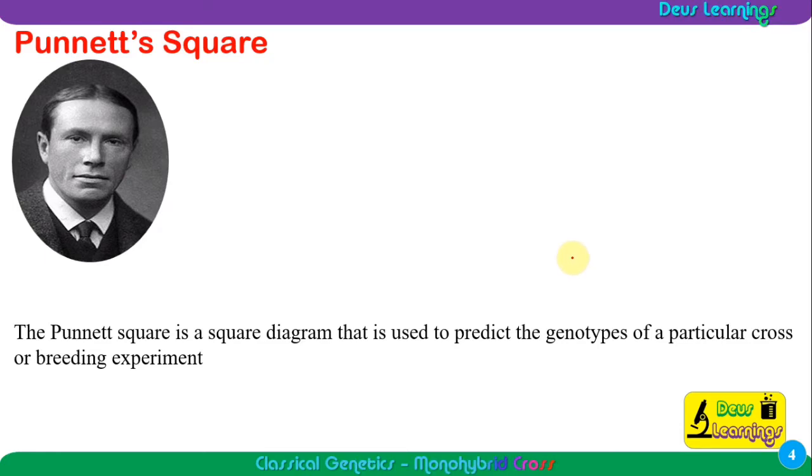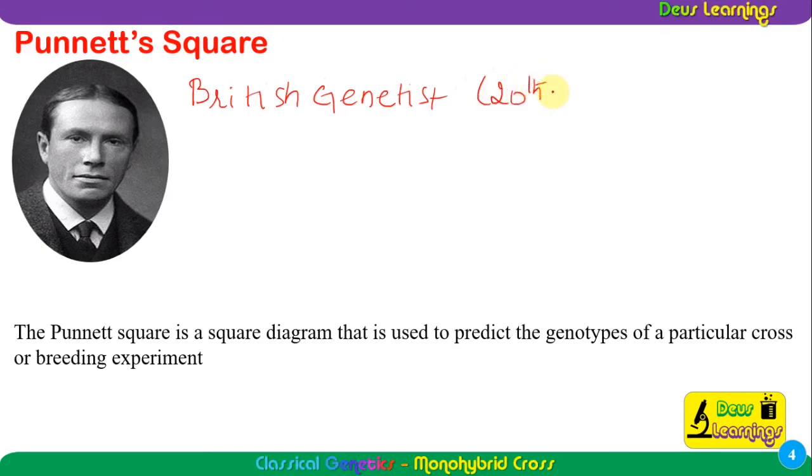So let's have a brief look at Punnett. Punnett was a British geneticist, born on 20th June, this same month, right? 20th June, 1875. He studied at the University of Cambridge.